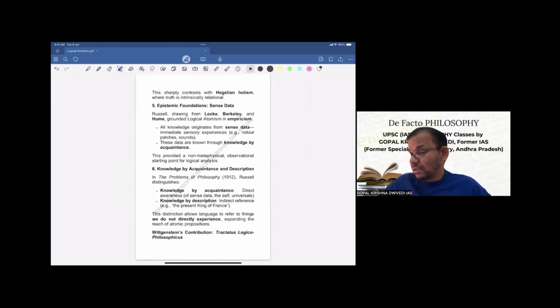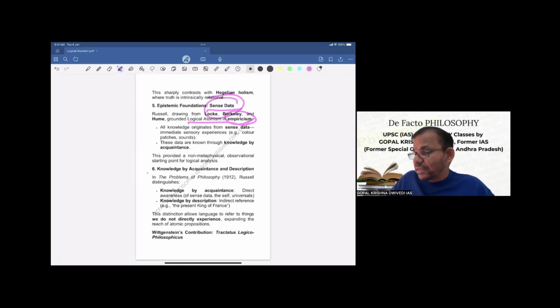Now, what is the epistemic foundation? Epistemic means basically the knowledge-based foundation of this whole argument. So let us try to understand that. The foundation of this is sense data, because Russell has drawn heavily from Locke, Berkeley, and Hume, empiricism, because this is an empirical theory against idealism. So it draws heavily from sense data. Therefore, logical atomism is grounded in empiricism. All knowledge originates from sense data, that is, immediate sensory experiences. These data are known through knowledge by acquaintance. So this provided a non-metaphysical observational starting point for logical analysis. So sense data is the basis of this whole epistemic theory of logical atomism.